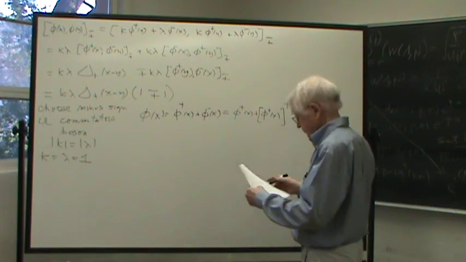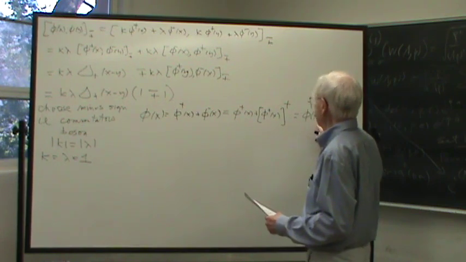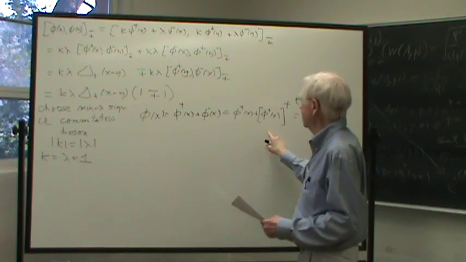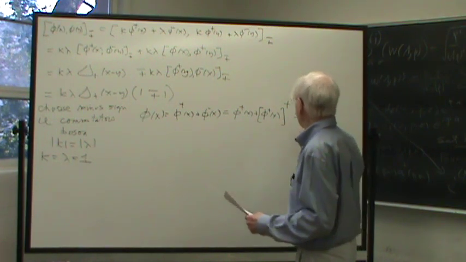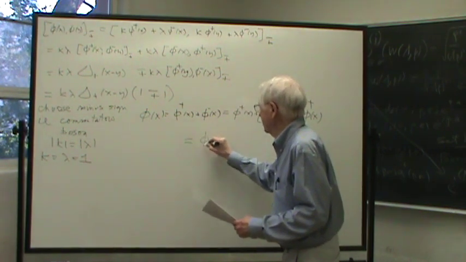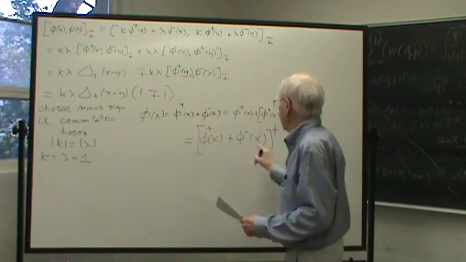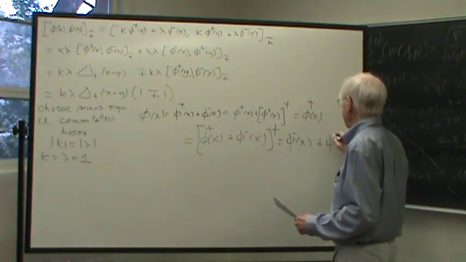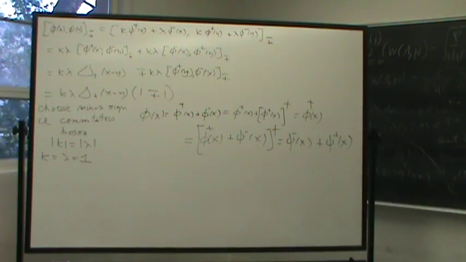What am I trying to say here? Right, this is the same thing as phi of x adjoint, because phi of x adjoint would be phi plus phi minus of x, all that adjoint. Phi plus of x adjoint is phi minus of x, and phi minus of x adjoint is phi plus of x. So the field is Hermitian. Phi of x is phi of x adjoint. So it's a Hermitian spinless field.